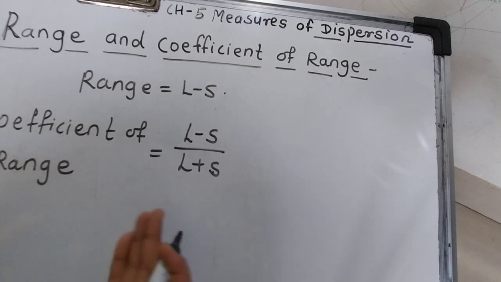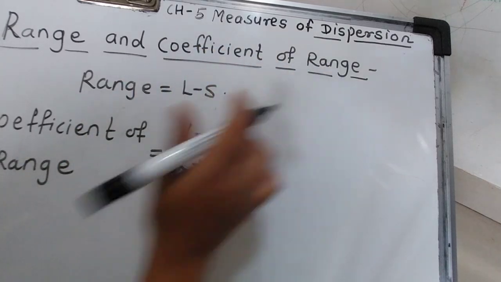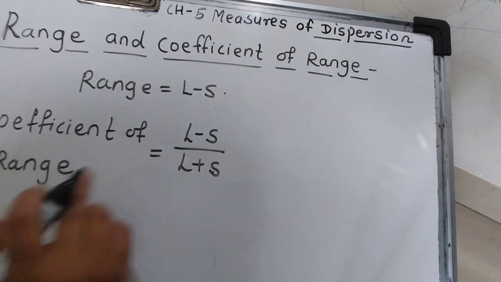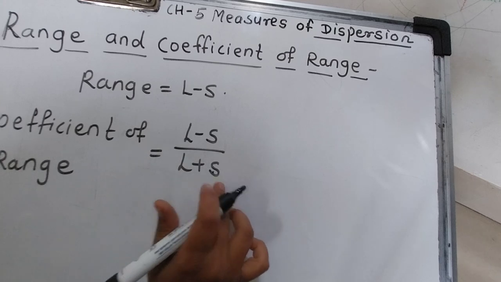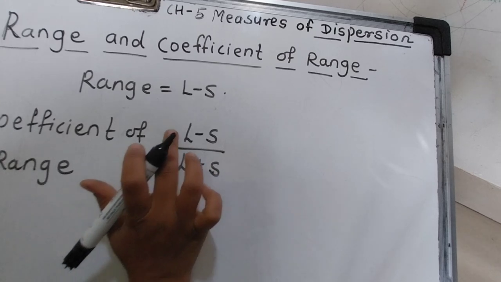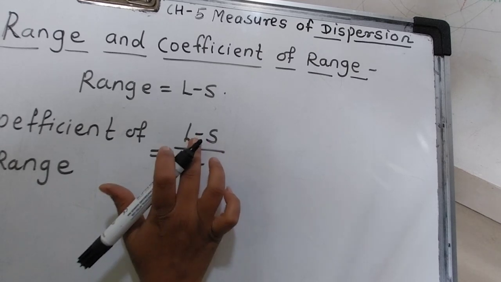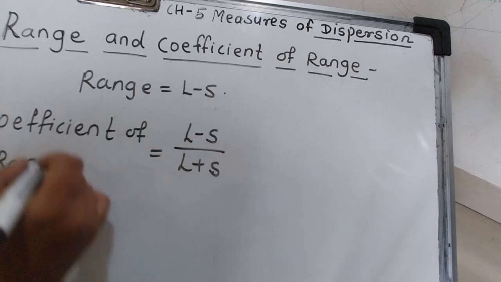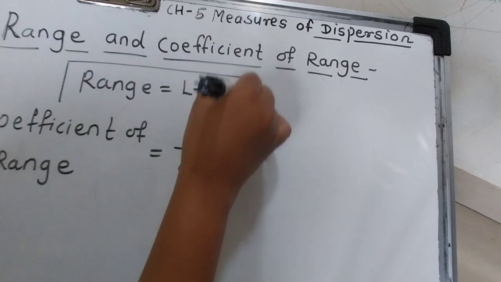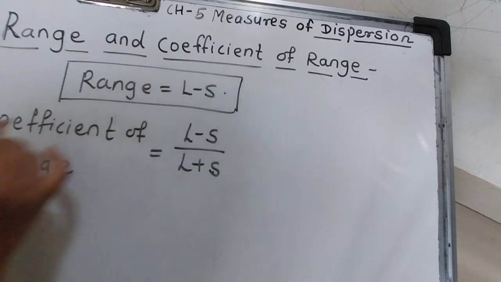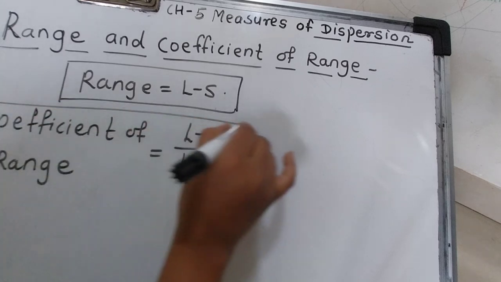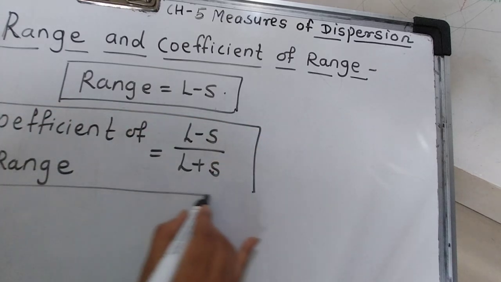The next relative measure is the coefficient of range, and the formula for coefficient of range is (L minus S) upon (L plus S), where L is the largest observation and S is the smallest observation. Here difference, here addition. Again I am making a rectangle here. So understood that it is a very important formula.